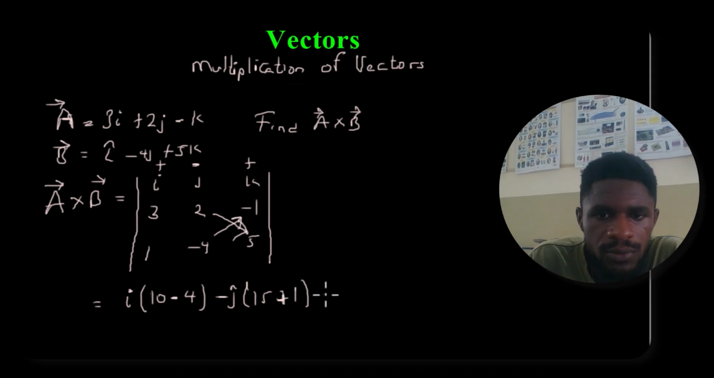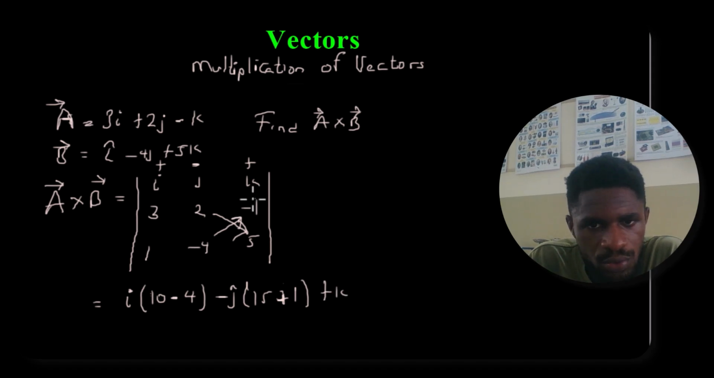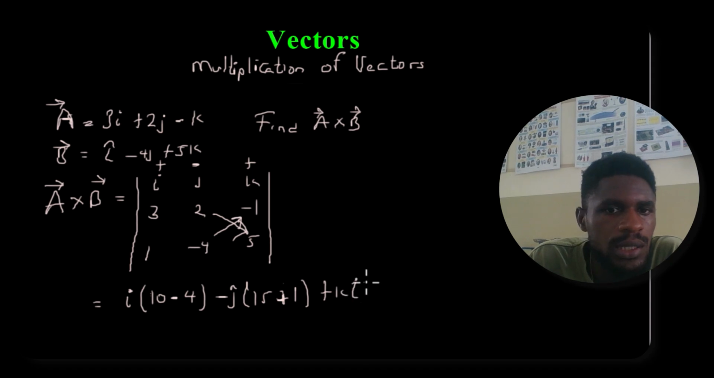Okay, and then for k, plus k. Again, block the first row, block the third column. So I'm left with 3, minus 4, 2 and 1. So this is 3 times minus 4, that's minus 12, minus 2 times 1, so that's minus 2.